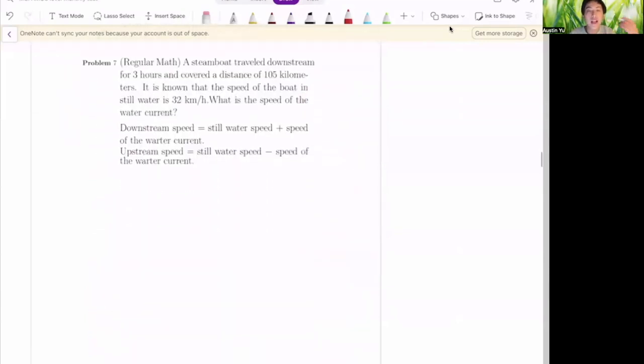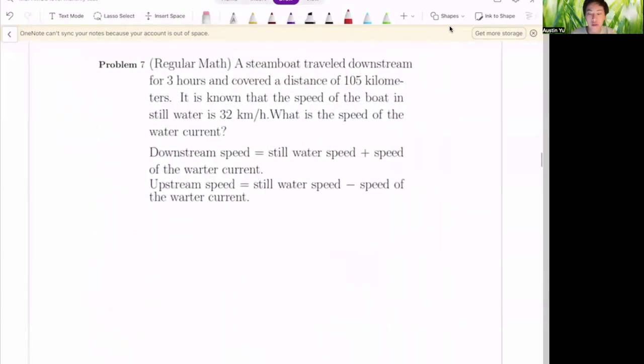Problem 7. A steamboat traveled downstream for 3 hours and covered a distance of 105 kilometers. It is known that the speed of the boat in still water, which means the water is not moving, is 32 kilometers an hour. What is the speed of the water current? So downstream speed is equal to still water speed plus speed of the water current. Upstream speed, which is going up, equals still water speed minus speed of the water current.